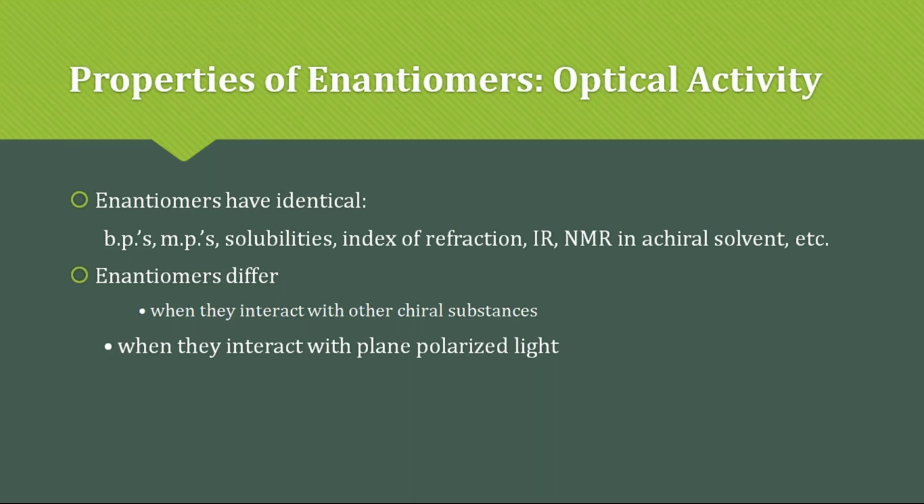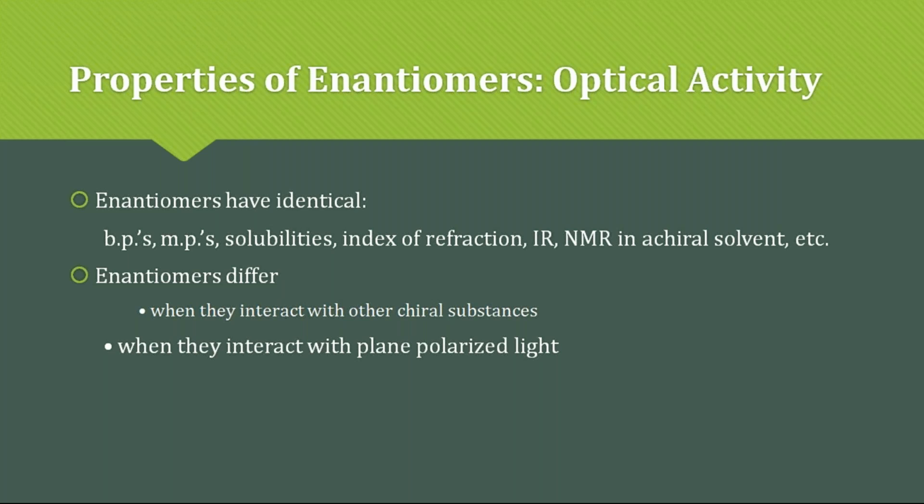What do you mean by IR, NMR? They are qualitative analysis of the compound, that is infrared radiation analysis and nuclear magnetic resonance effects. They have the same. So enantiomers differ when they interact with other chiral substances.